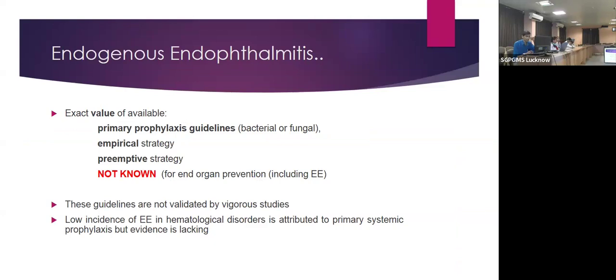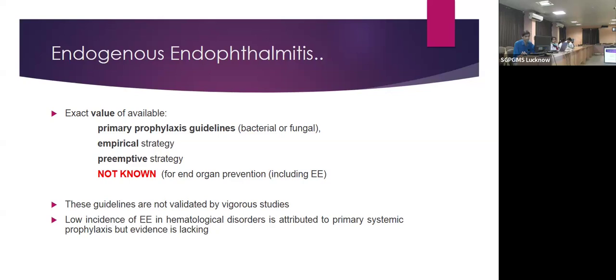Now the prophylactic treatments. Actually, the value of these systemic prophylaxis, whether fungal or bacterial, is not known. And all the guidelines have not been validated by rigorous studies. The studies included are mostly case series. Randomized trials are included in the development of guidelines, but the authors themselves accepted that those are not very good quality randomized studies. So the value of these prophylaxis treatment, empirical treatment, preemptive treatment is not known.